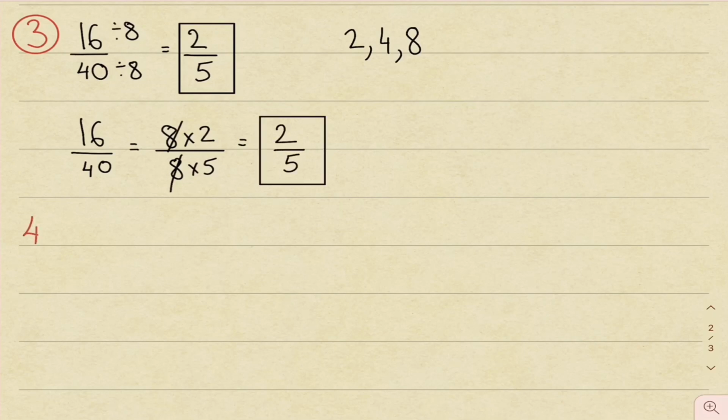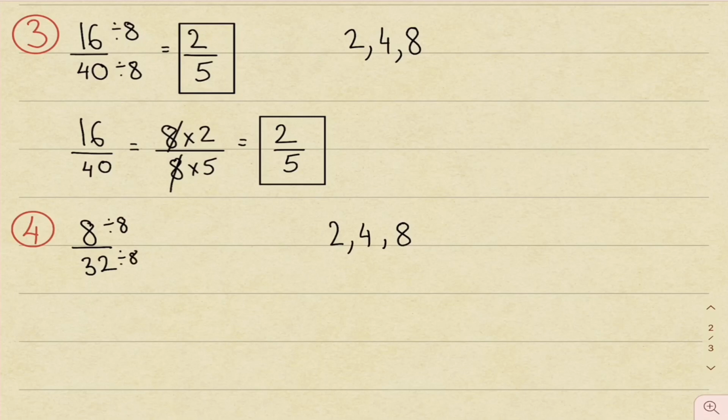Let me do another example. Example 4. Let's say I have 8 over 32. Now what is a number that divides into both 8 and 32? It can be 2, 4 or 8. So I'm going to choose 8 because it's bigger. So 8 divided by 8 is 1, and 32 divided by 8 is 4. So the answer is 1 over 4.